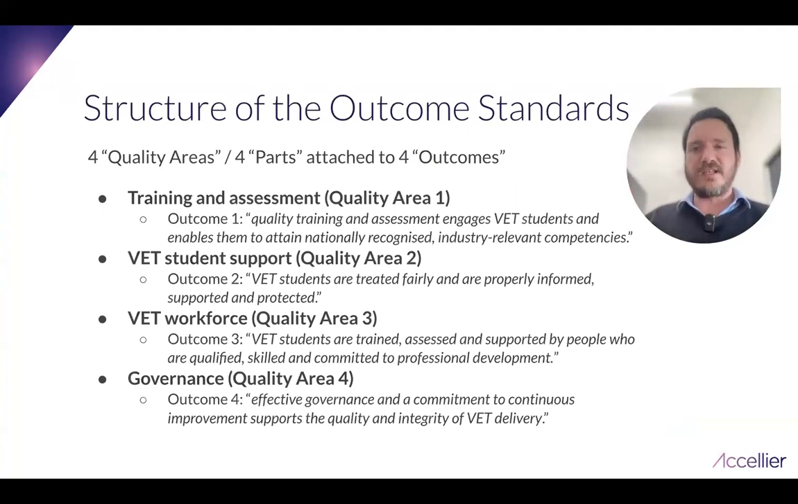have it broken down into what they call 4 quality areas, but they also call them parts, like part 1, part 2, part 3 and 4. And they're also attached to 4 outcomes. So you see that terminology mixed and matched throughout, but I would probably term them a quality area. So the 4 quality areas that are a focus in these outcome standards: number 1, quality area 1, is training and assessment.